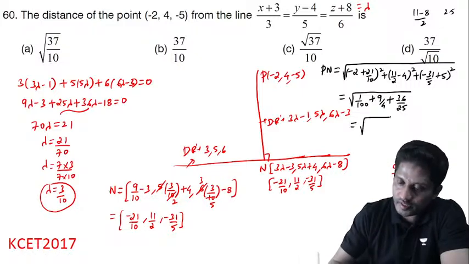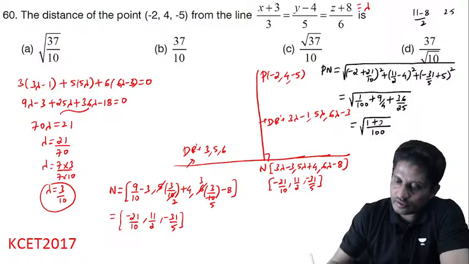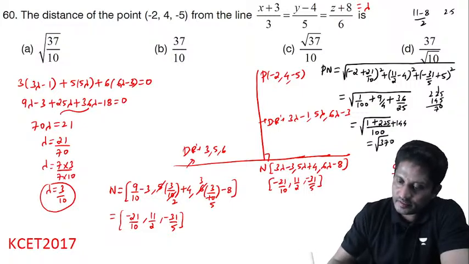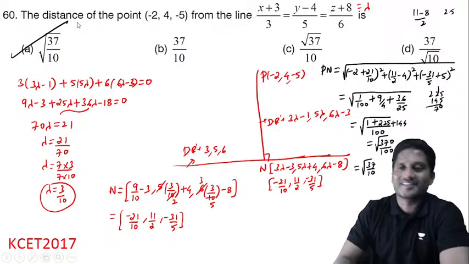Going to take root of 100 as the LCM. You will get this as 1 plus 25 into 9 is 225, plus this is 36 into 4 is 144. 1 plus 225 plus 144, if you add, you get 370. Root of 370 divided by 100, that is equal to root of 37 by 10. The answer is option A. Very challenging question, guys.